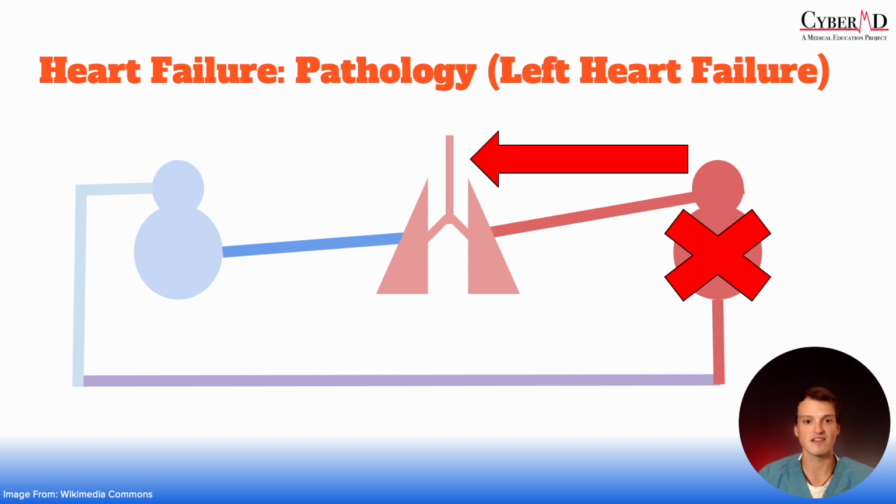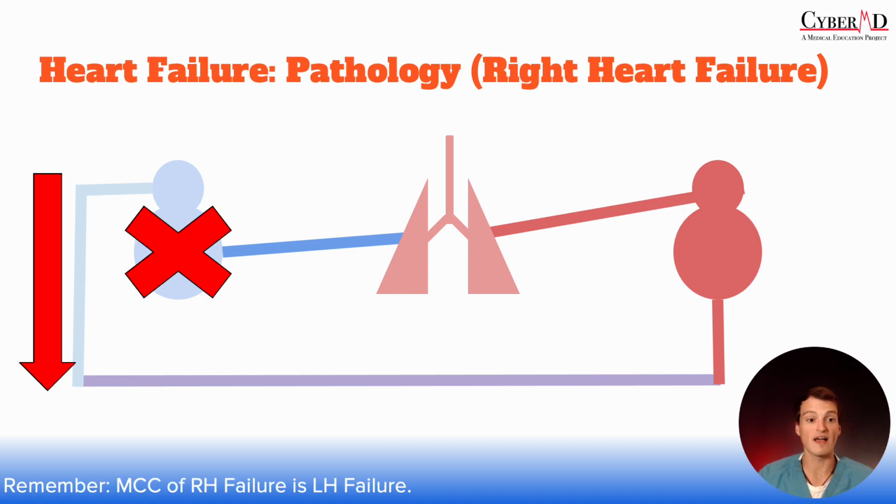And then on the next slide, we have isolated right ventricular failure, which means you're going to back up immediately into systemic circulation. But remember that the most common cause of right heart failure is going to be left heart failure. So in most cases, you either have a left heart failure pattern or you have this left heart failure pattern with concomitant right heart failure pattern as well. And so you'll start seeing systemic signs, which we'll talk about shortly.